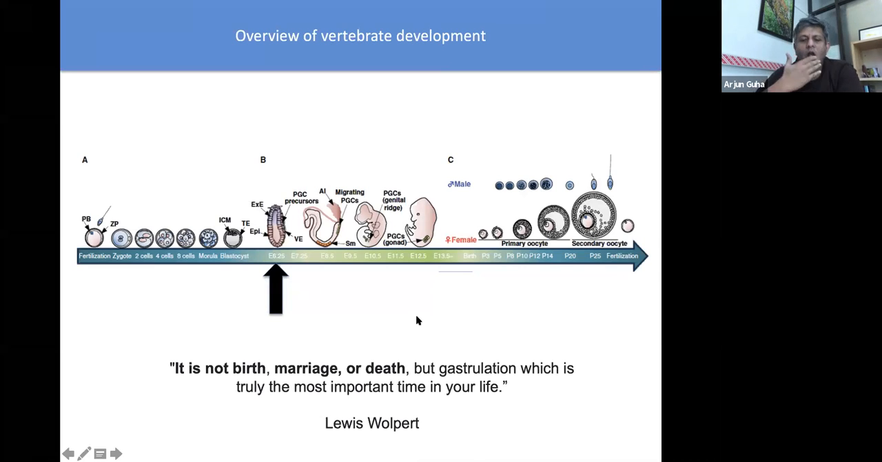All right, excellent. So this here is an overview of vertebrate development. So let's all get on the same page in terms of how, for example, a mouse or a human being is born. So it starts with fertilization and the zygote forms. The zygote then begins to divide. This happens very quickly in the first couple of days. And then a 4-cell stage, an 8-cell stage, a morula, which is 16 cells and greater.